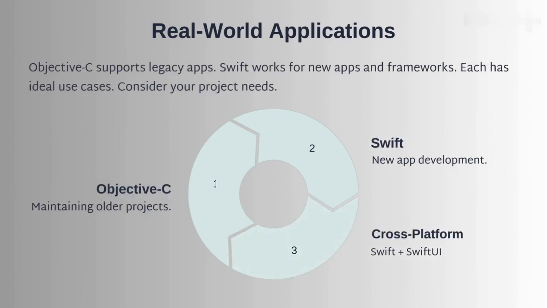So finally, both Objective-C and Swift have their own place in the iOS ecosystem. Objective-C is great for legacy code while Swift is perfect for starting fresh. When choosing between these two languages, think about your project's needs. Are you updating an older app? Then stick with Objective-C. Are you building something new? Then Swift is definitely the better choice.